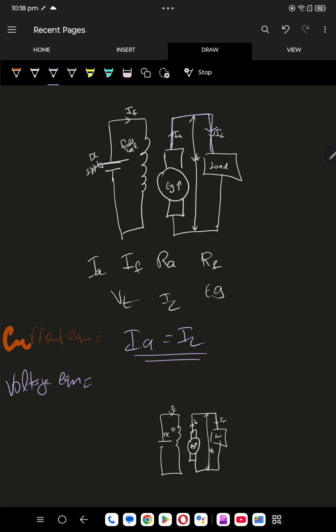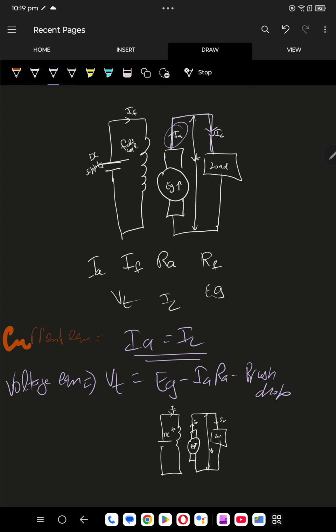You don't have to write it with respect to IF. Just write with respect to IA equals IL. That's it. Voltage equation: no, the voltage equation is always written in terms of VT. VT is equal to EG minus IARA minus brush drop. You don't have to write it with respect to the field coil. Just write EG minus IARA and minus brush drop. That's it. You have to remember this.